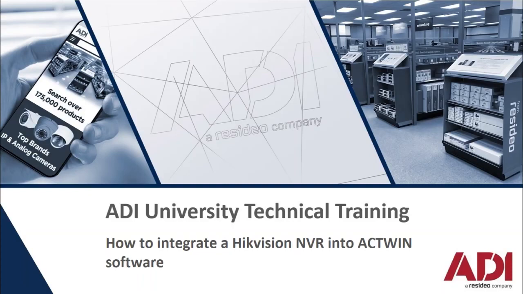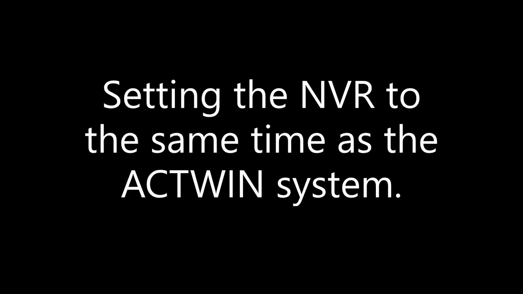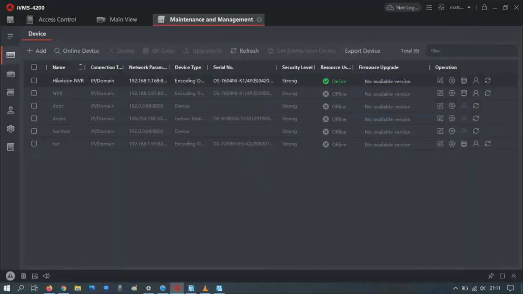In this video, we're going to show you how to integrate a HIC NVR into the ACTwin software. The first step is to set the time in the NVR. The point of this system is that you can recall what time an event happened, so it's important that the NVR and the access control system are both set to the same time.